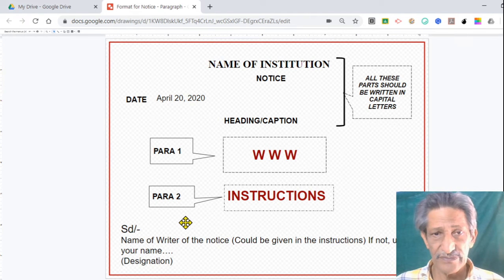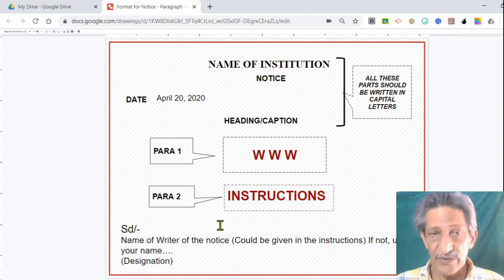The last but not the least is the signature, by the name of the writer as given to you in the instructions. If there's no name given in the instructions, you're free to use even your own name, it doesn't make a difference at all. If not, then be inventive, be creative, and of course add the designation.